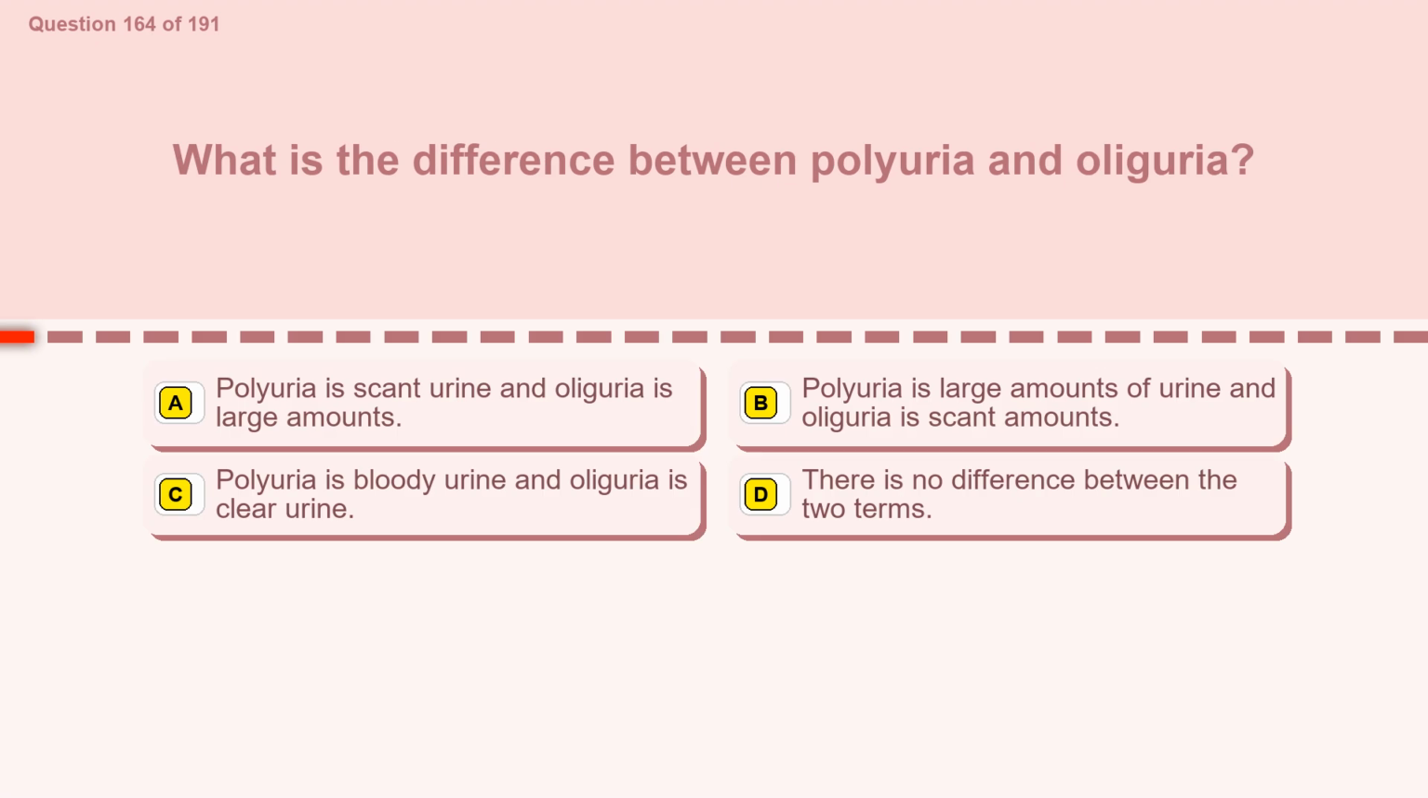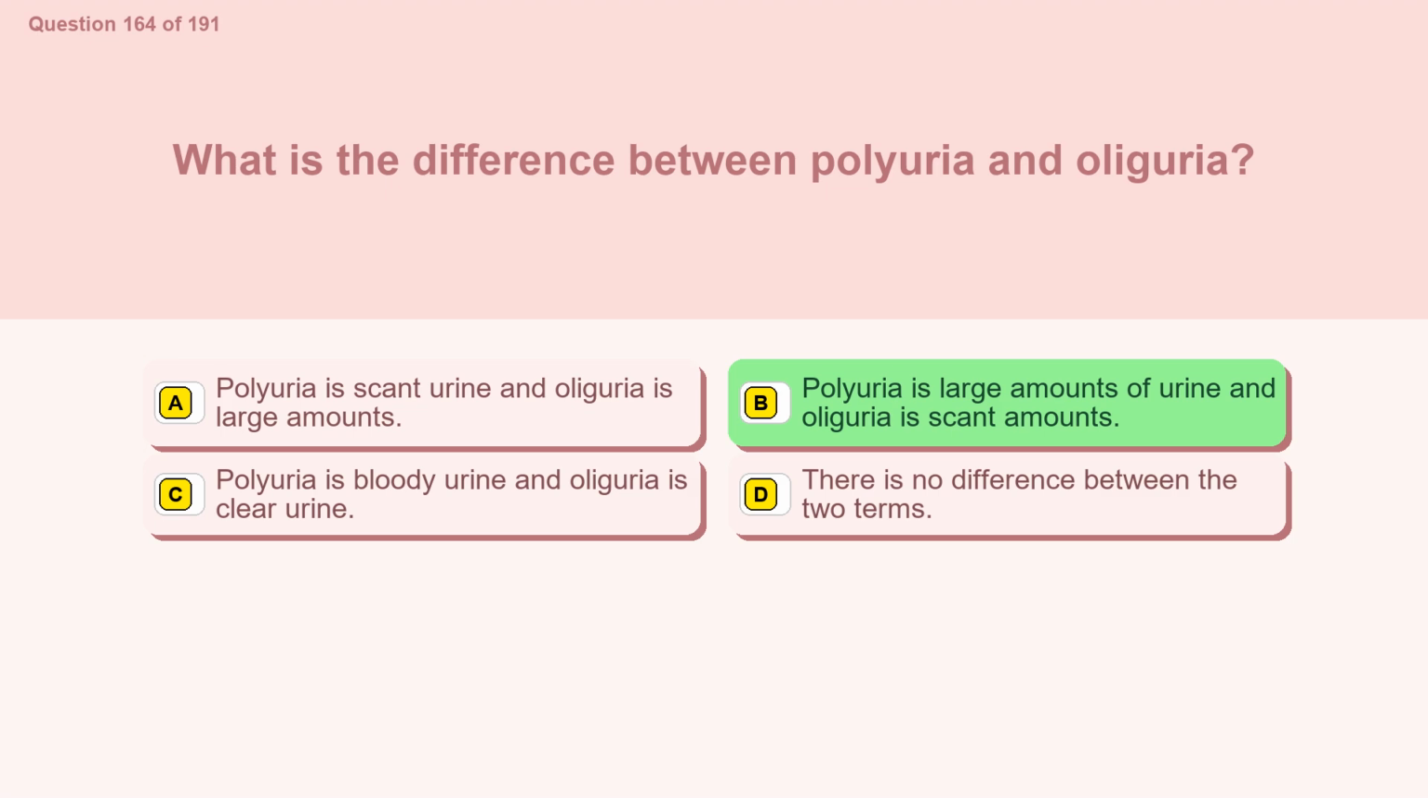Question 164. What is the difference between polyuria and oliguria? Option A: polyuria is scant urine and oliguria is large amounts. Option B: polyuria is large amounts of urine and oliguria is scant amounts. Option C: polyuria is bloody urine and oliguria is clear urine. Option D: there is no difference between the two terms.